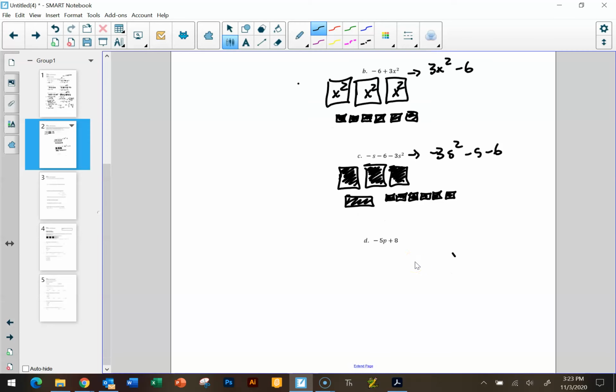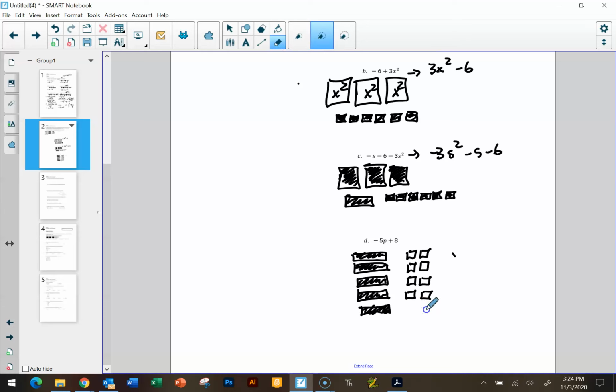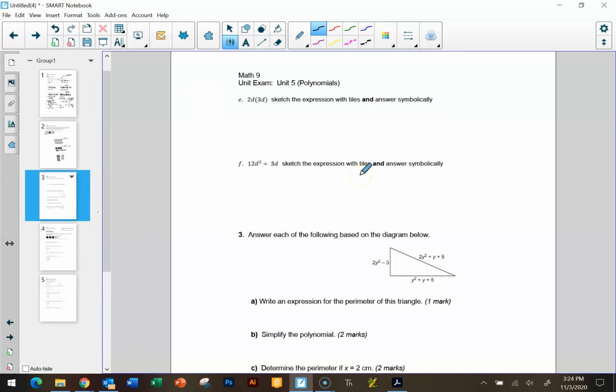And last question, negative 5p plus 8 is already written in the right order, so let's get our negative 5p's. 1, 2, 3, 4, 5, good, and they're negative. So let's just scratch those in. And then our 8. Yeah, that's 10. Got ahead of myself. All right, so there's our negative 5p's. There's our positive 8 constants. And again, I probably won't have that many of these questions on the exam because you should be able to demonstrate within a couple if you know what you're doing or not.